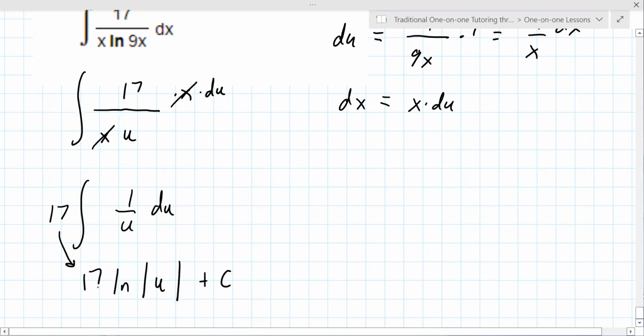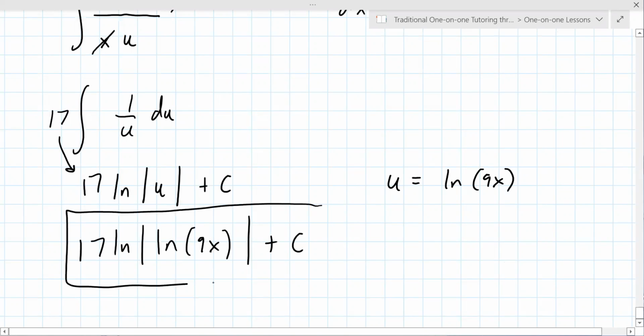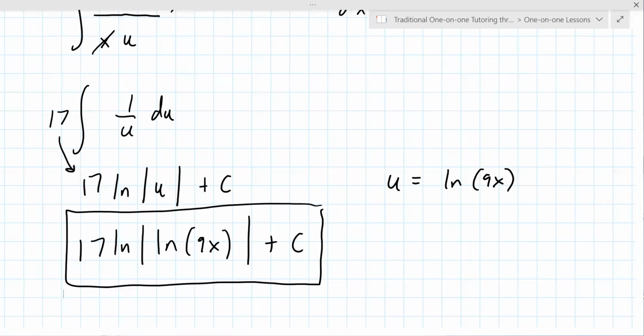Bring the 17 down, and your u is natural log of 9x. So a little awkward here because you're using absolute value, but the inner one is not absolute value. So it may just be harder to enter than it actually is to see the answer, but make sure you got those absolute values on the outside. You can use parentheses on the inside, or I don't even know if you need them on the inside. I don't know. Remember, Pearson will take that.